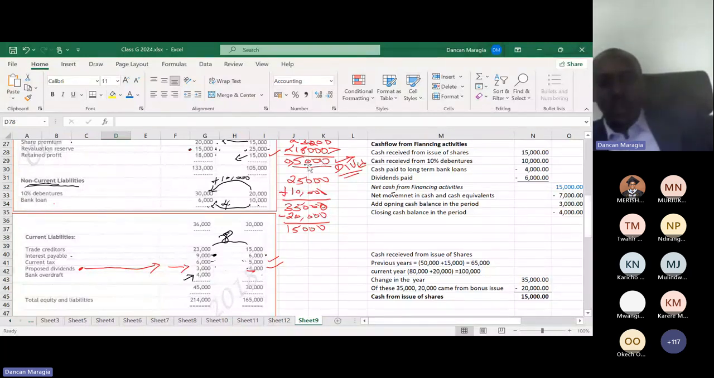And that is why, if for example in this question there was no proposed dividend, then the figure would have been how much for dividend paid? 5 million, yeah. If we did not have these proposed dividends, then we could have stopped there. Okay, Mwalimu. Perfect.